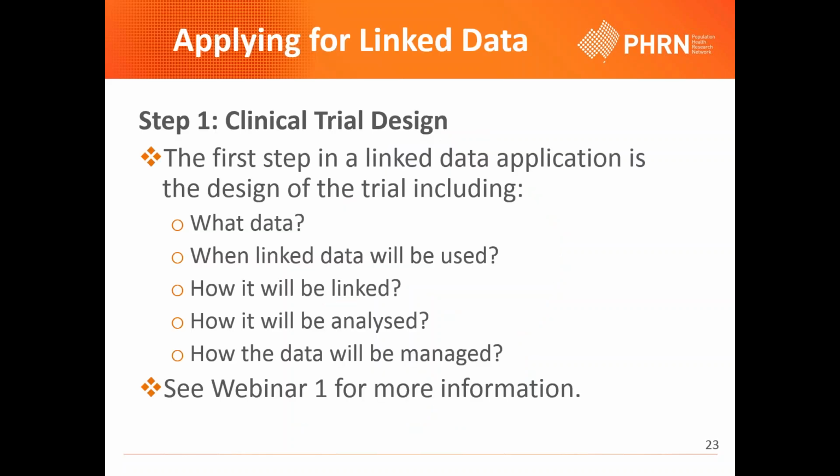Okay, so let's get down to business. How do we apply for linked data? We'll go through a number of steps that'll get you from the application stage to hopefully receiving the data. So the first step is the clinical trial design. The first step in the process is to design your trial using the data and methods which are appropriate for achieving the aims of the trial. So you will need to design a research protocol which will meet your needs, and then you'll have to submit an application form.